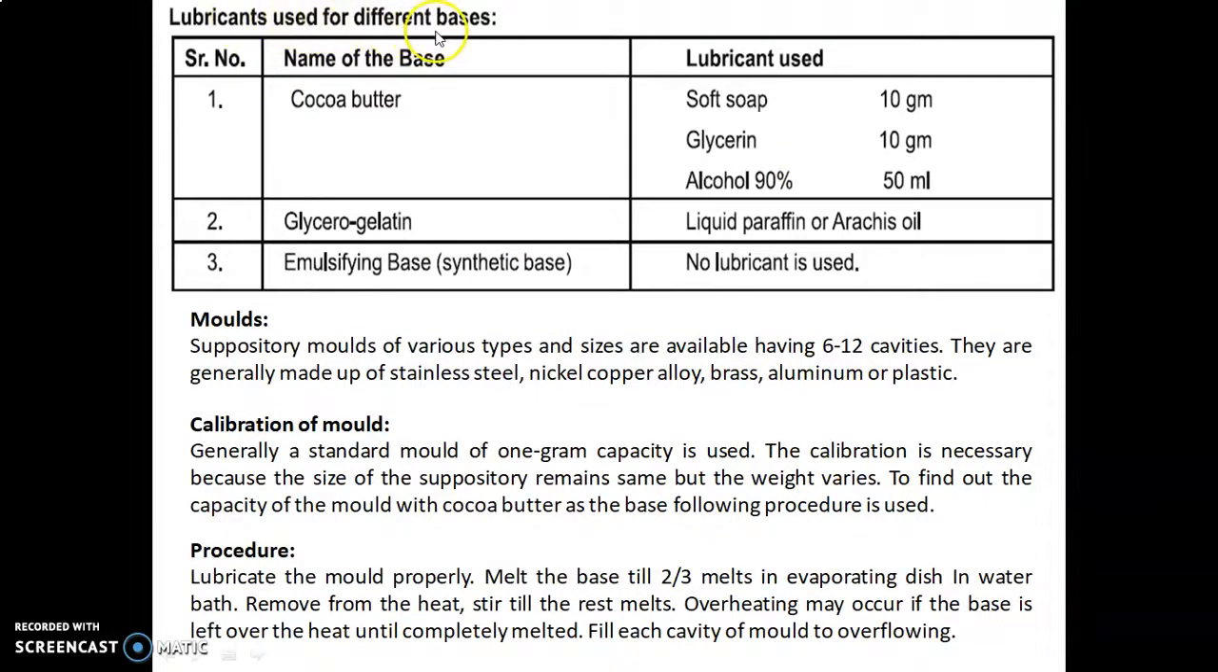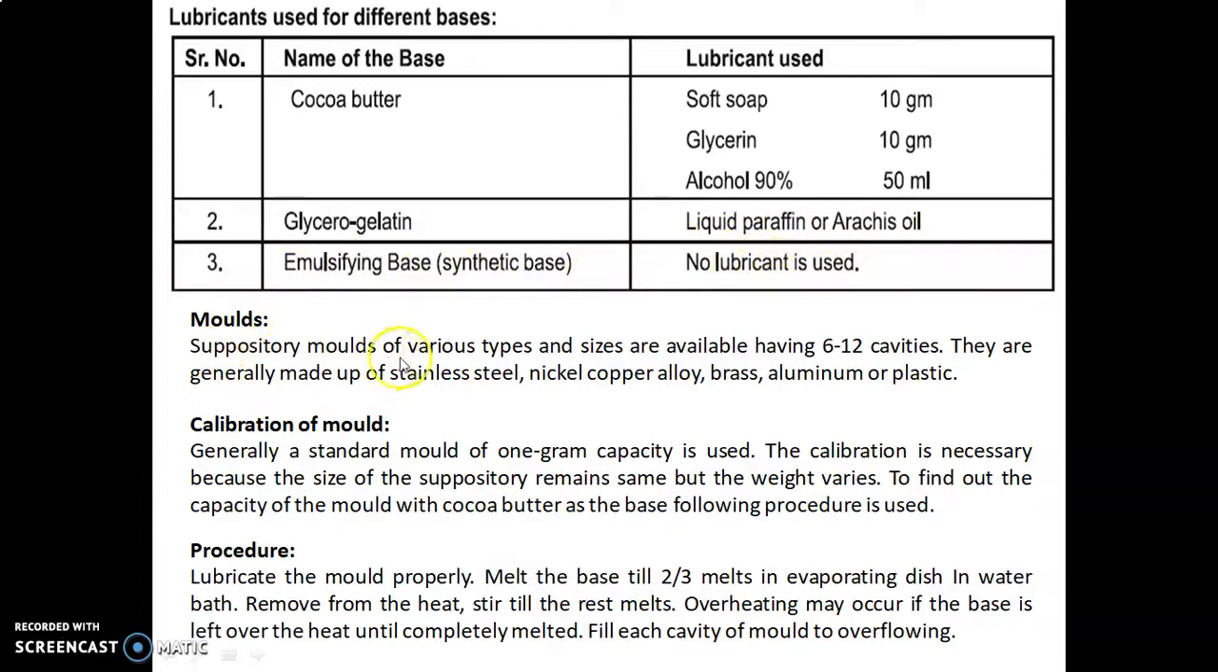Lubricants used for different bases: serial number, name of the base, and the lubricant used. For the first, cocoa butter, soft soap 10 gram, glycerin 10 gram, alcohol 90%, 50 ml. Then glycerogelatin base, in that case the lubricant used is liquid paraffin or arachis oil. Third, emulsifying base, that is a synthetic base, in that case no lubricant is used.